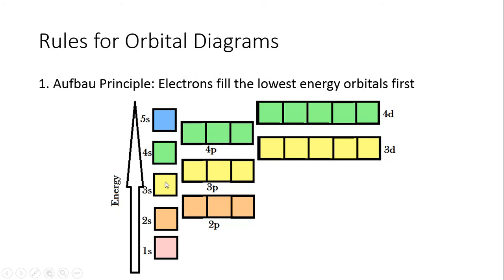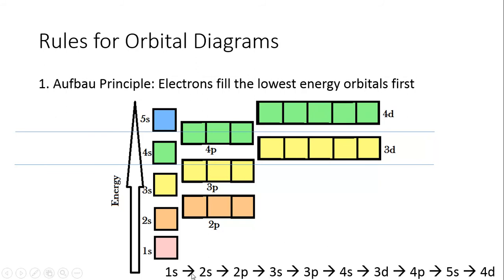Then they'll go to the 3s, then the 3p. Then I want you to notice that even though there's a 3D here, the 4s is actually lower in energy than the 3D. So after filling the 3p, electrons will go to the 4s, then the 3d, then the 4p. Then notice again that the 5s is lower in energy than 4d, so they'll go to the 5s, and then electrons will finally fill the 4d.